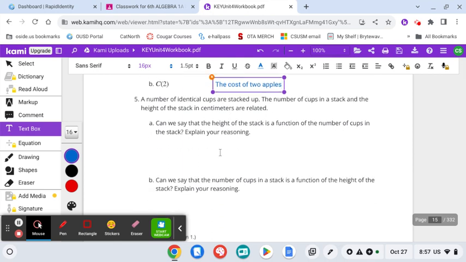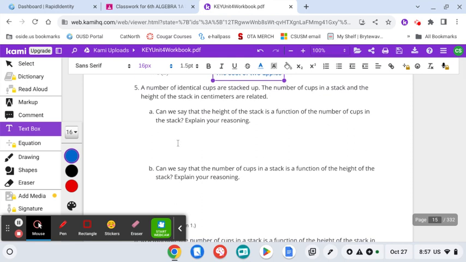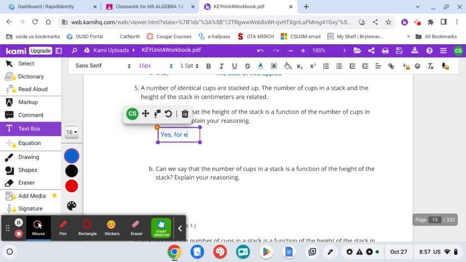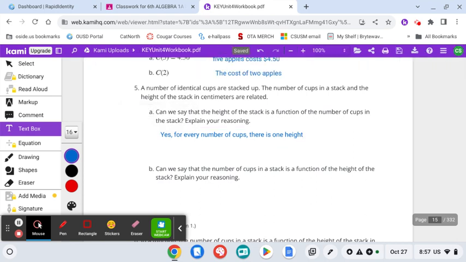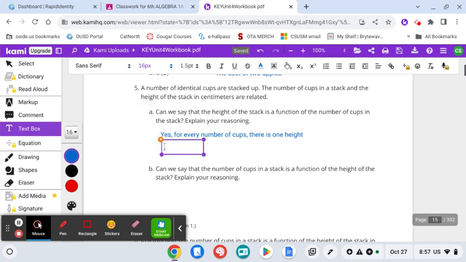All right, a number of identical cups are stacked up. The number of cups in each stack and the height of the stack are related. Can we say that the height of the stack is a function of the number of cups in the stack? Explain your reasoning. Yes, for every number of cups, there is one height, right? Can you picture it? Adding 1 cup, the height goes up. Adding another cup, the height goes up. So can we say that the height is a function? Yes, for every input, there's only one output.